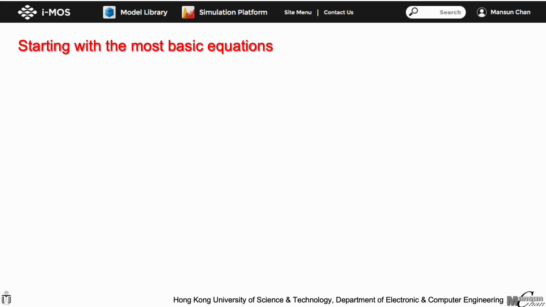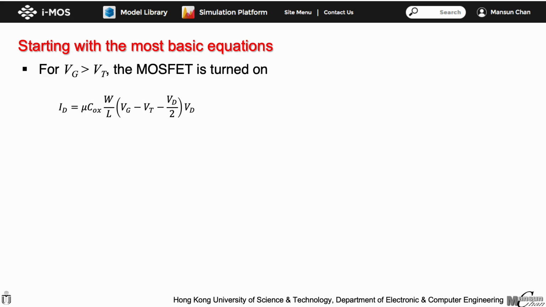To construct a MOSFET model, we can use the classical equations of a MOSFET to begin with. When the MOSFET is turned on, the current of a MOSFET in the linear region is given by the equation here. This equation only applies when the MOSFET is turned on and the gate voltage is larger than Vt. The behavior of this equation at the particular Vg is shown in this figure on the right.